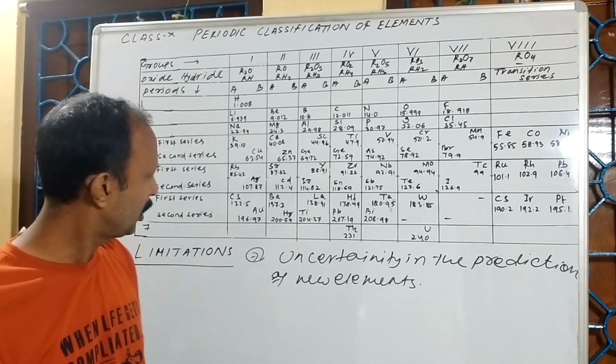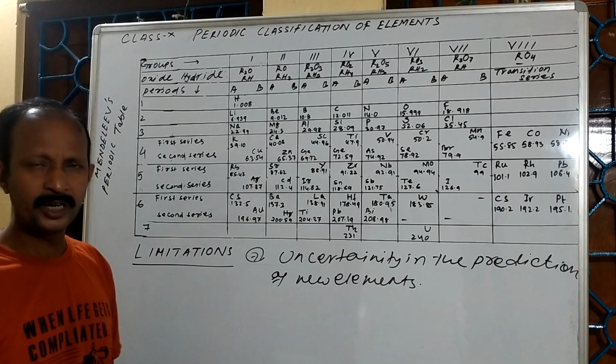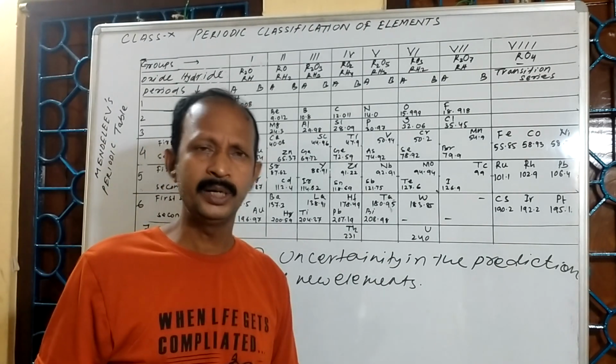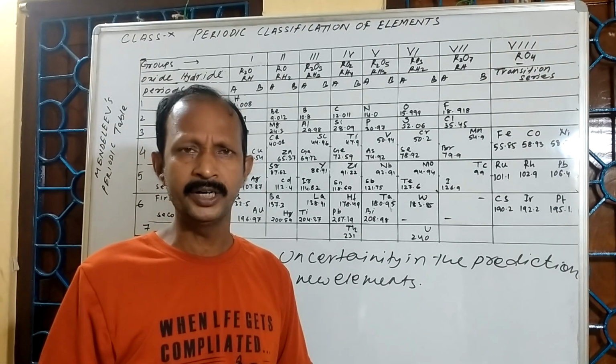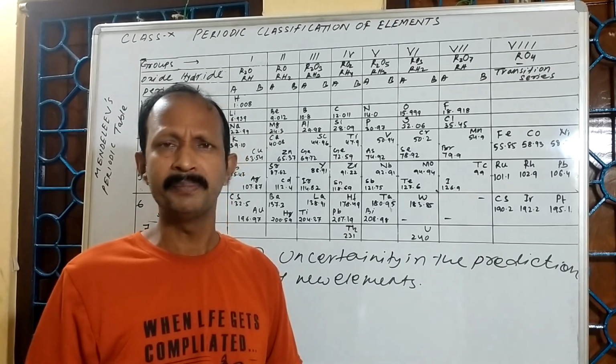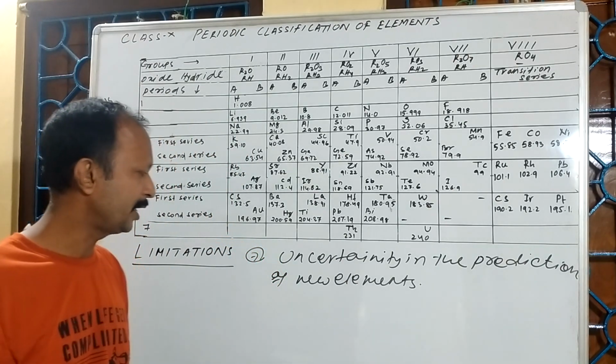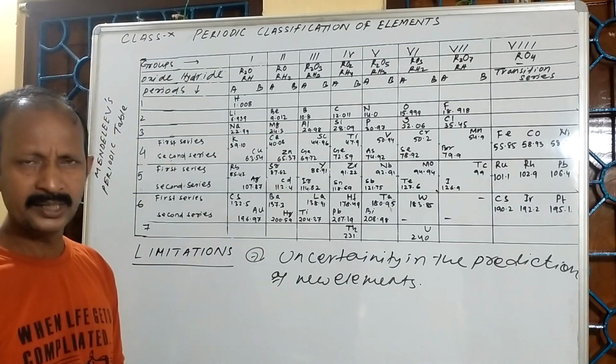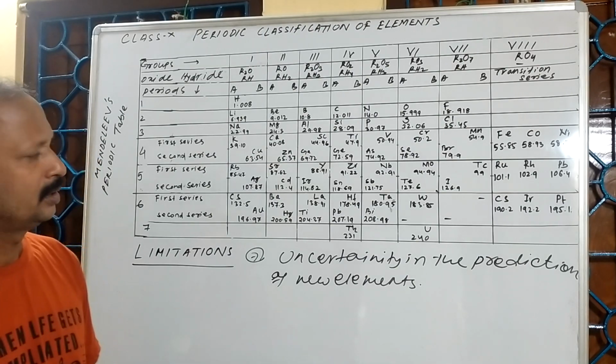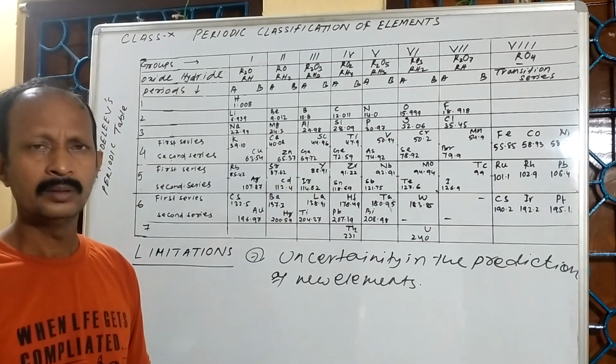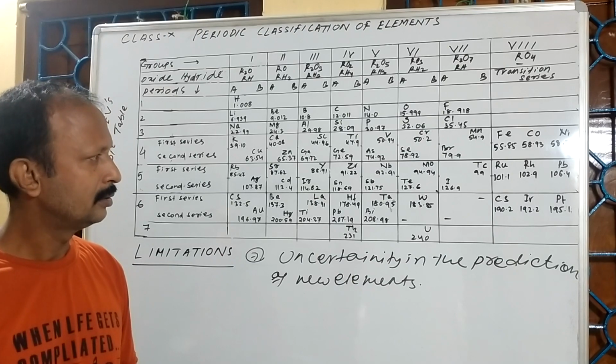So children, in previous videos I explained Mendeleev's periodic table and its merits. Today in this video I explained the limitations or drawbacks. I hope you understood well. Thanks.